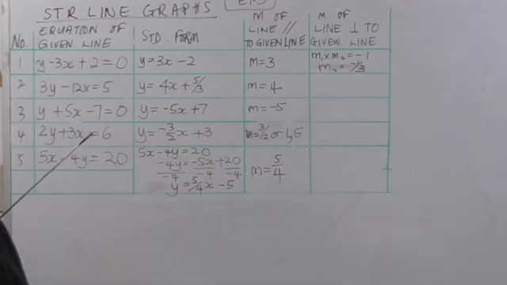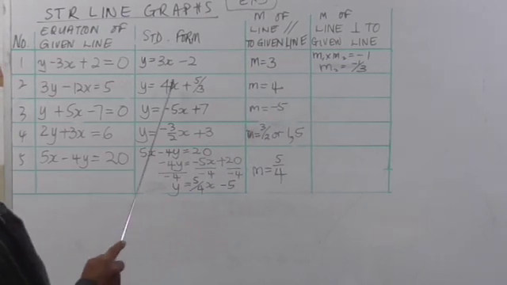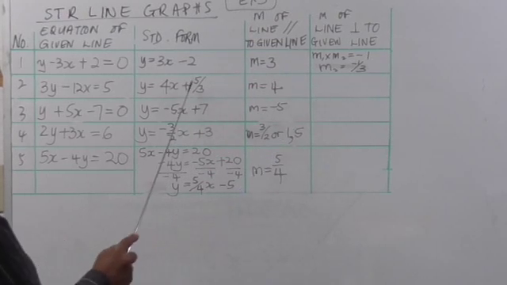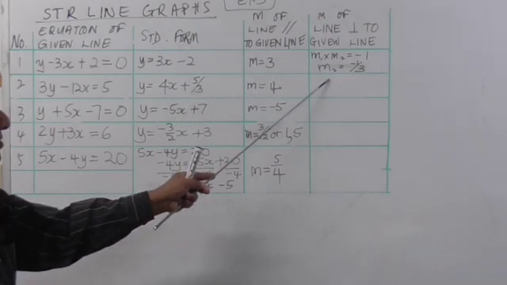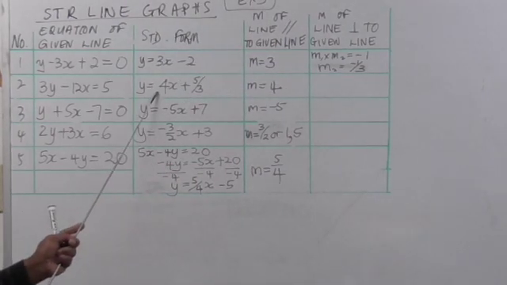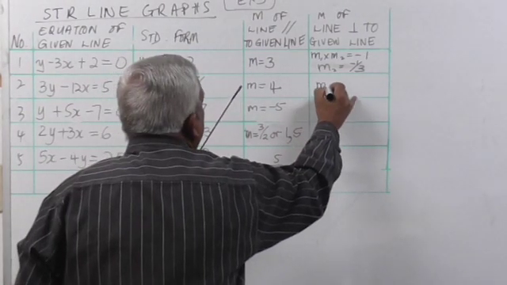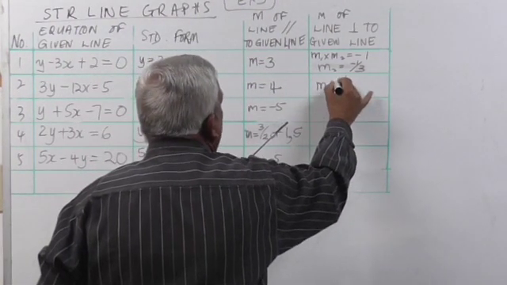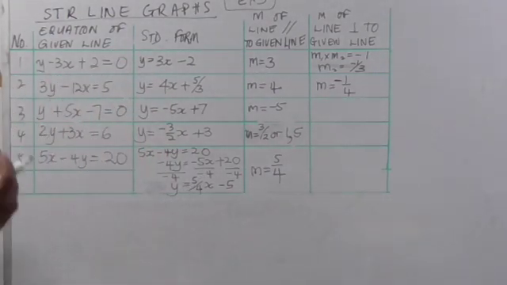Now, some of you are smart enough to realize that, look, if this line and that line are perpendicular, and if you remember what we taught you previously, then the gradient of that is the inverse of this with a negative sign. So you can say straight away that the answer is inverse of 4 is quarter with the opposite sign, minus. You can do it like that. Or you're going to do the working.